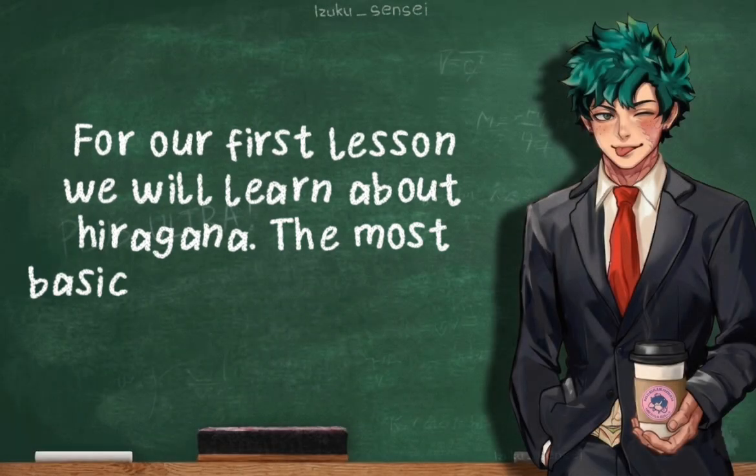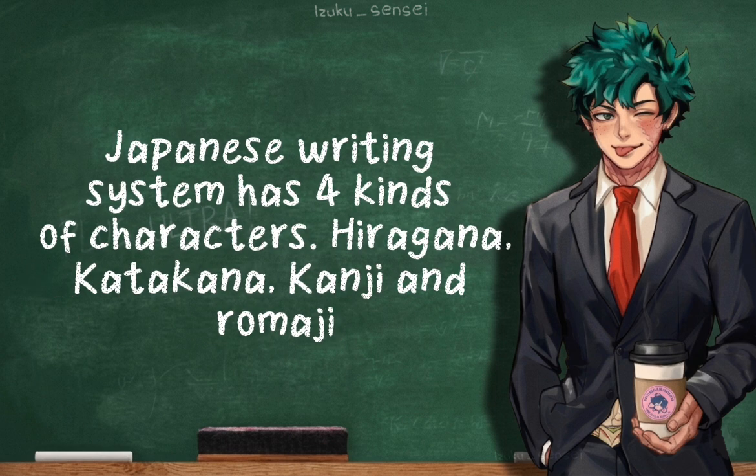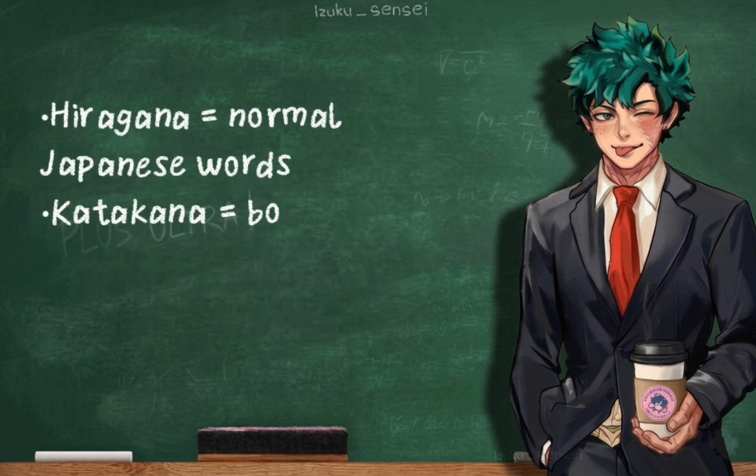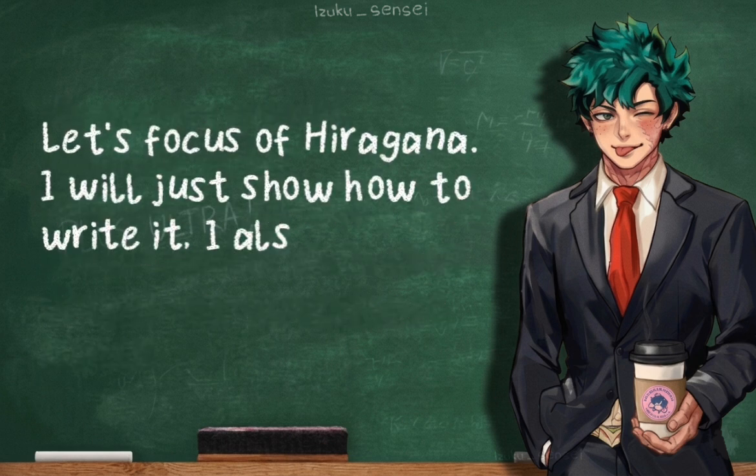For our first lesson, we will learn about hiragana, the most basic writing character in Japan. The Japanese writing system has four kinds of characters: hiragana, katakana, kanji, and romaji. Hiragana is for normal Japanese words, katakana is for borrowed words, kanji is special characters, and romaji is the Roman alphabet version. Let's focus on hiragana.